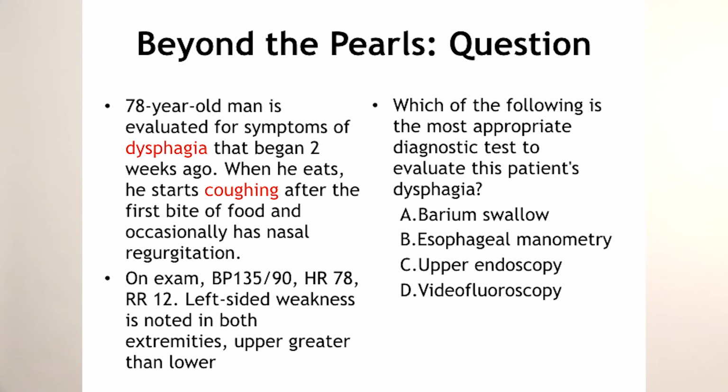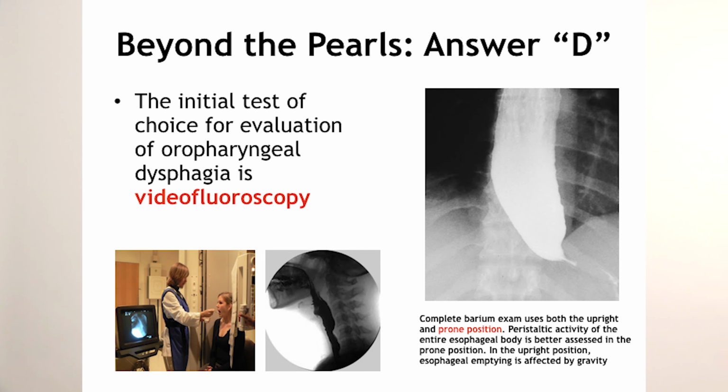Upper endoscopy, don't get me wrong. If you get some alarm symptoms with dysphagia, you're putting that scope in there. Would I order it right away in this vignette? The way that he's eating the food and he's getting some nasal regurgitation with stroke-like symptoms? Probably not. The answer is going to be what? D, videofluoroscopy. So, before I explain myself, let's talk about these 2 broad categories of dysphagia.